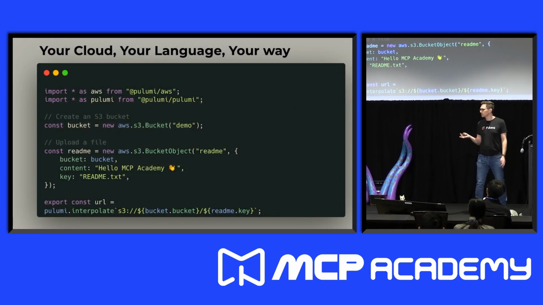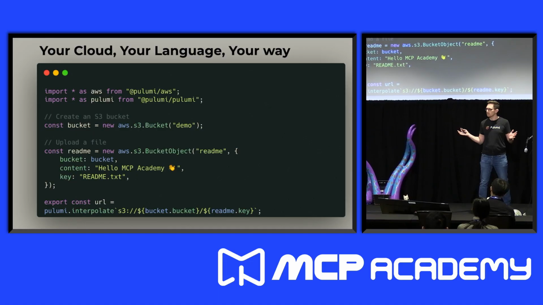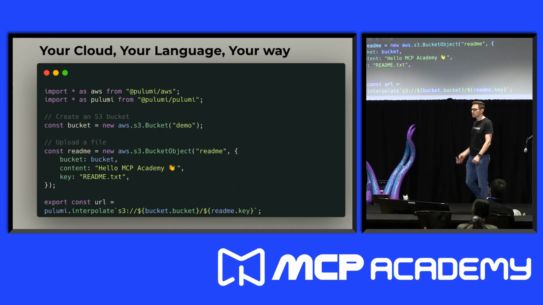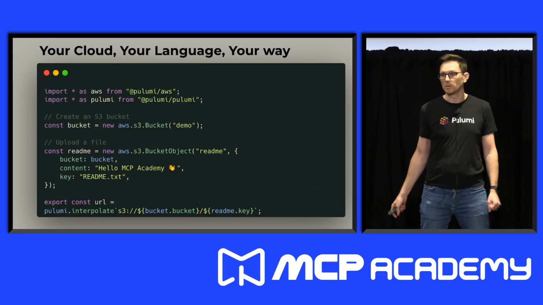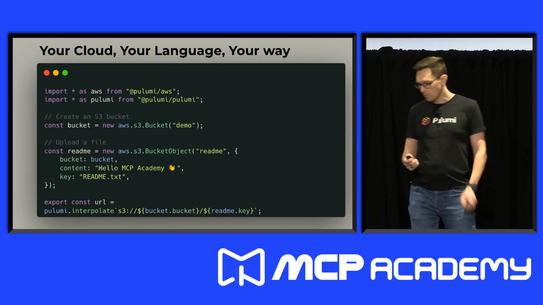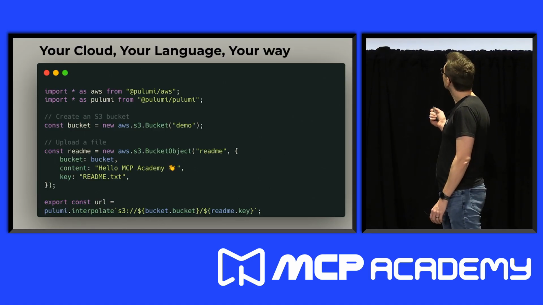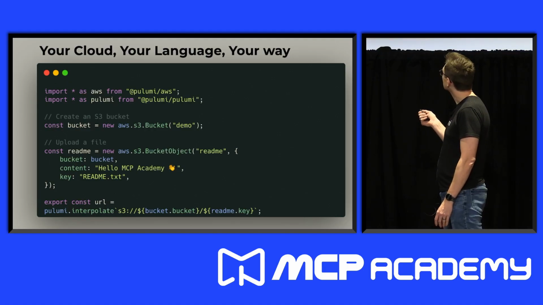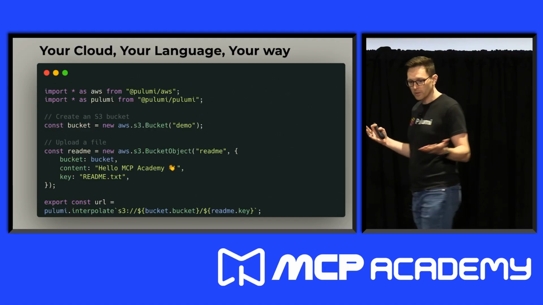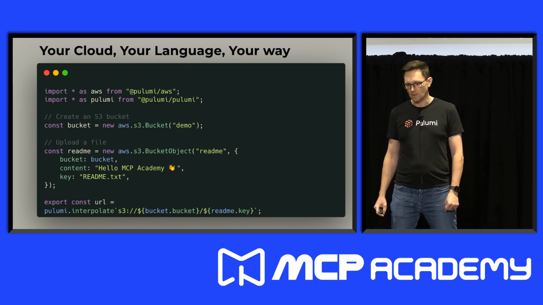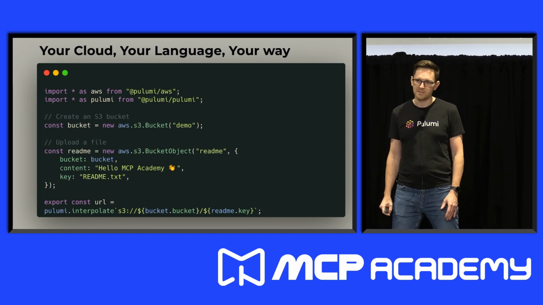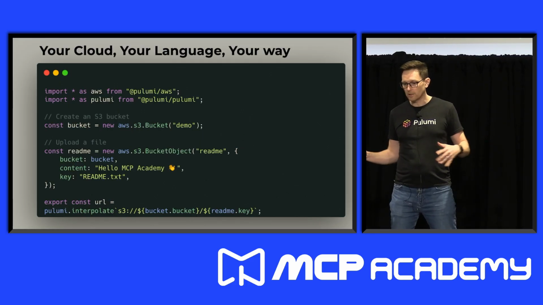How many people are familiar with infrastructure as code at all? Raise your hands. Lots of people. Okay, that's good. So Pulumi's flagship product is infrastructure as code, and this is an example where we are setting up an S3 bucket, and then inside that S3 bucket, we put this hello MCP Academy file. And the cool thing about it is it's code. This isn't just TypeScript. You can use whatever language you might desire within reason, and you can describe your code declaratively.